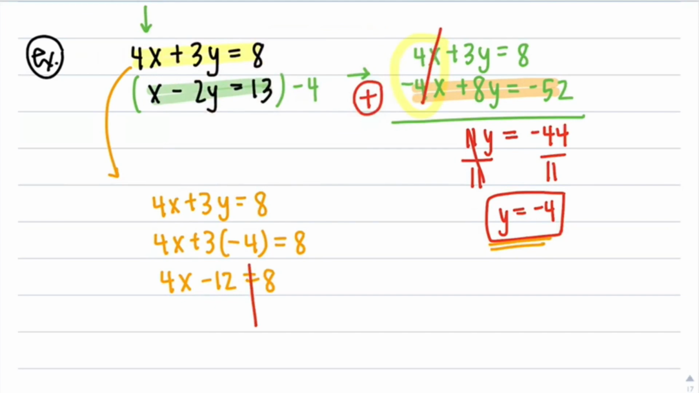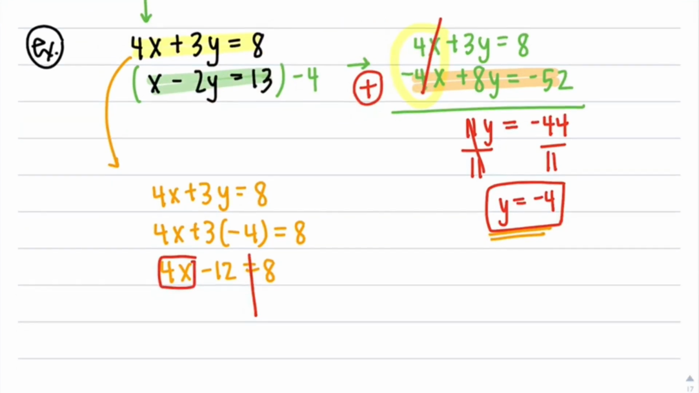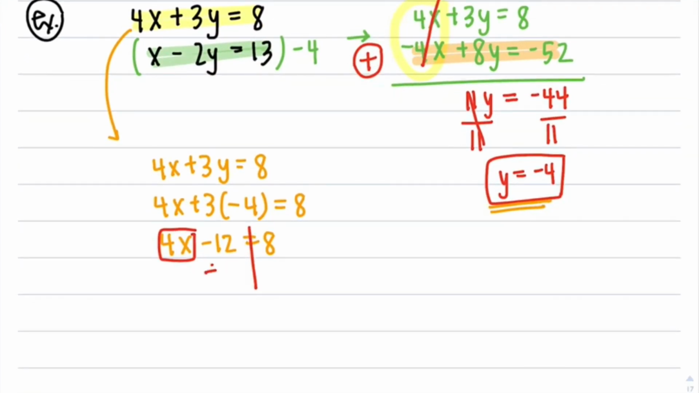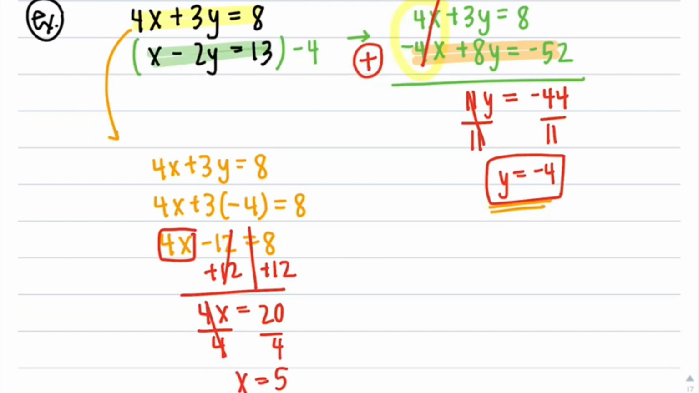Again, just like we did before, you are solving for x. So x does not move, but you do need to move over that second term. So do the opposite, add 12. And then you get 4x is equal to 20. Solve this, x is equal to 5. So in that ordered pair, final answer here would be 5 and negative 4.